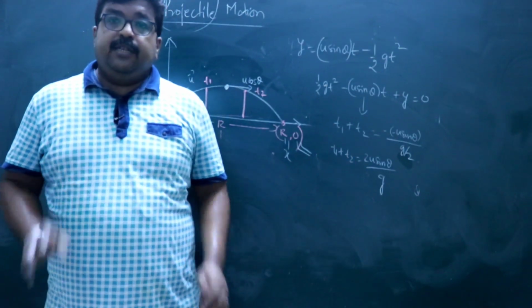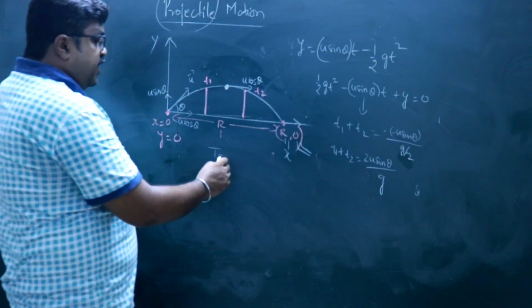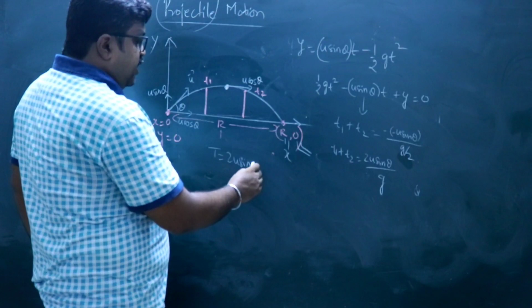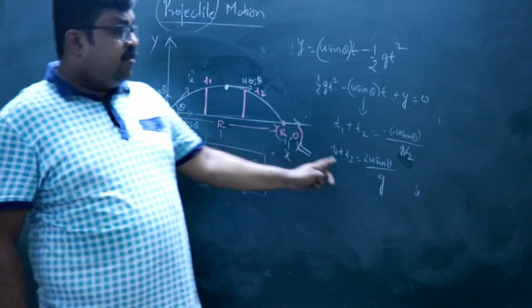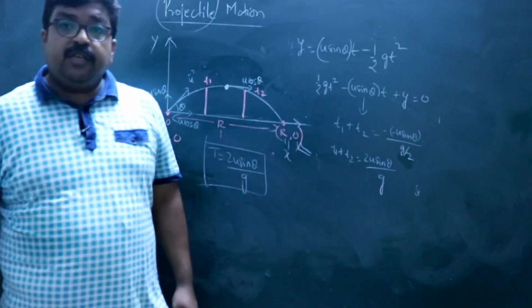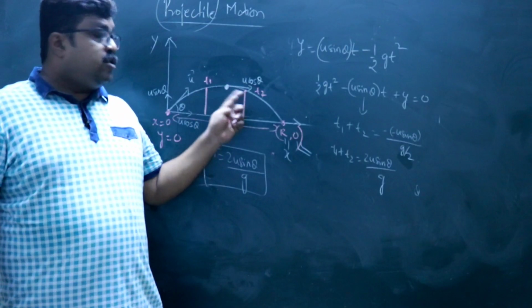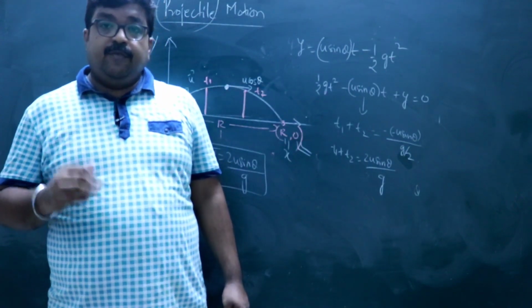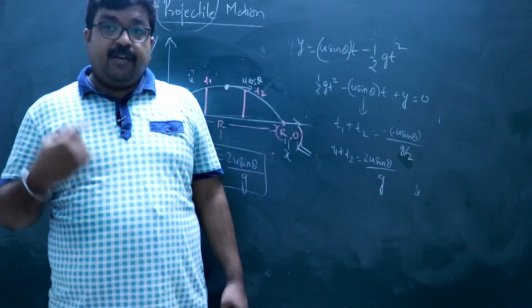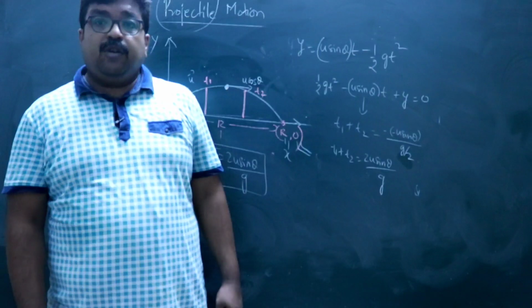We have also done the deduction for total time of flight, and that expression for total time of flight is also 2u sin theta by g. So what conclusion can you make? Sum of these two roots is equal to time of flight. That means the projectile will cross two poles which are at same height at time t1 and t2, and if you add those two times, you will get the total time of flight.